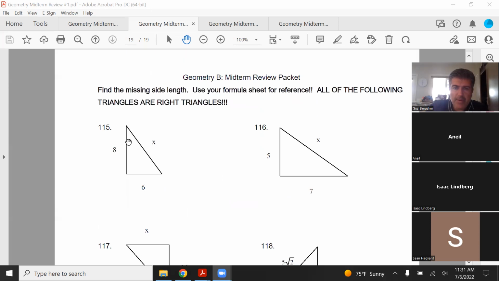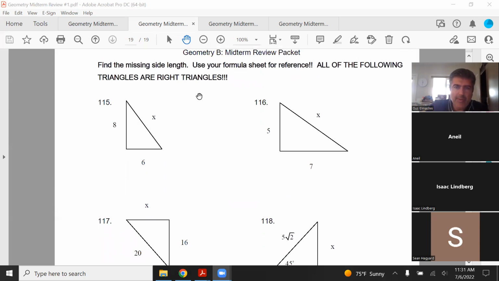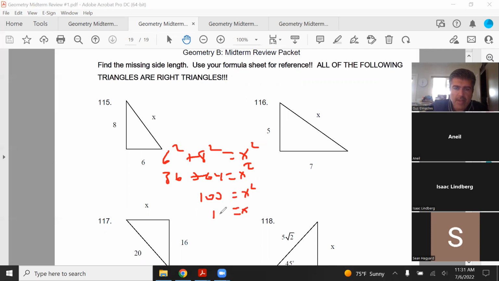This is the Pythagorean theorem, which you guys should know. That's 6 squared plus 8 squared equals x squared. That'll be 36 plus 64 equals x squared. That's 100 equals x squared. X is 10. So there you go.